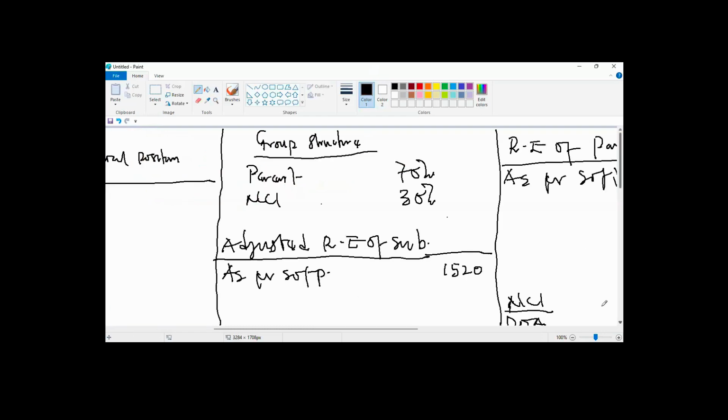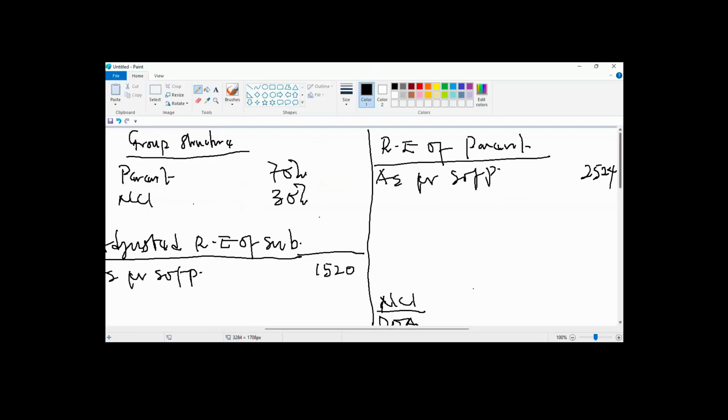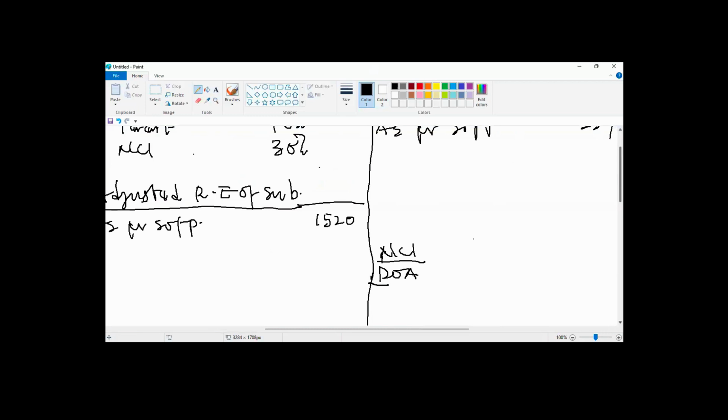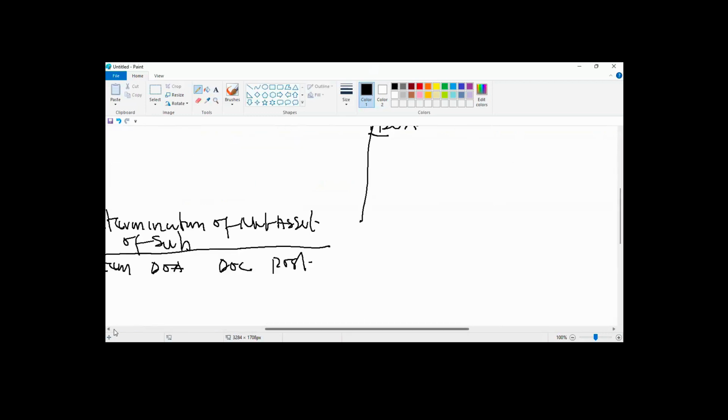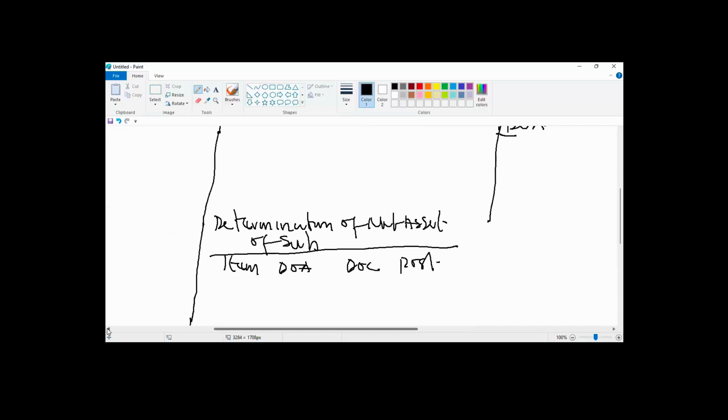Where is retained earning going to? Net assets. Where is retained earning going to? Net assets. Net asset of the subsidiary. He has given you retained earning at the date of acquisition. I'll pick the shares. What is the shares? 1,000. Retained earning. Now 100. Please ask me a question.